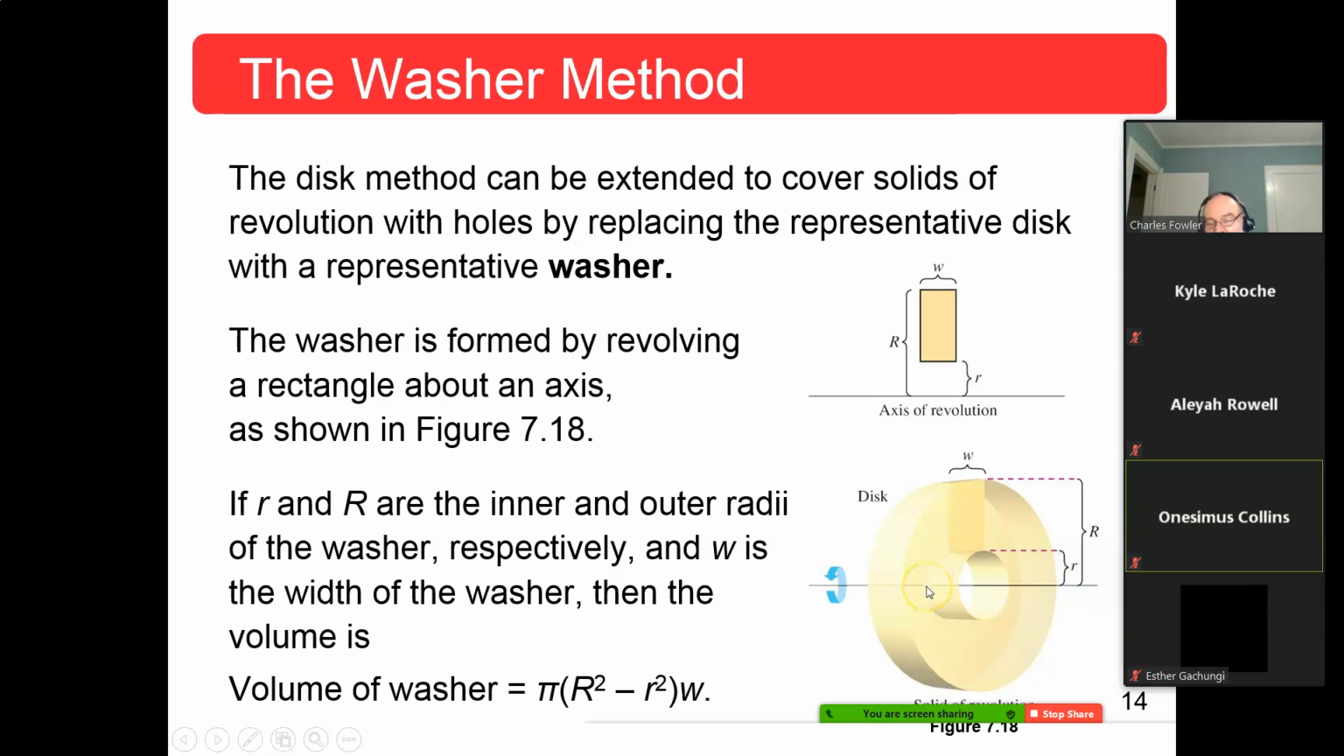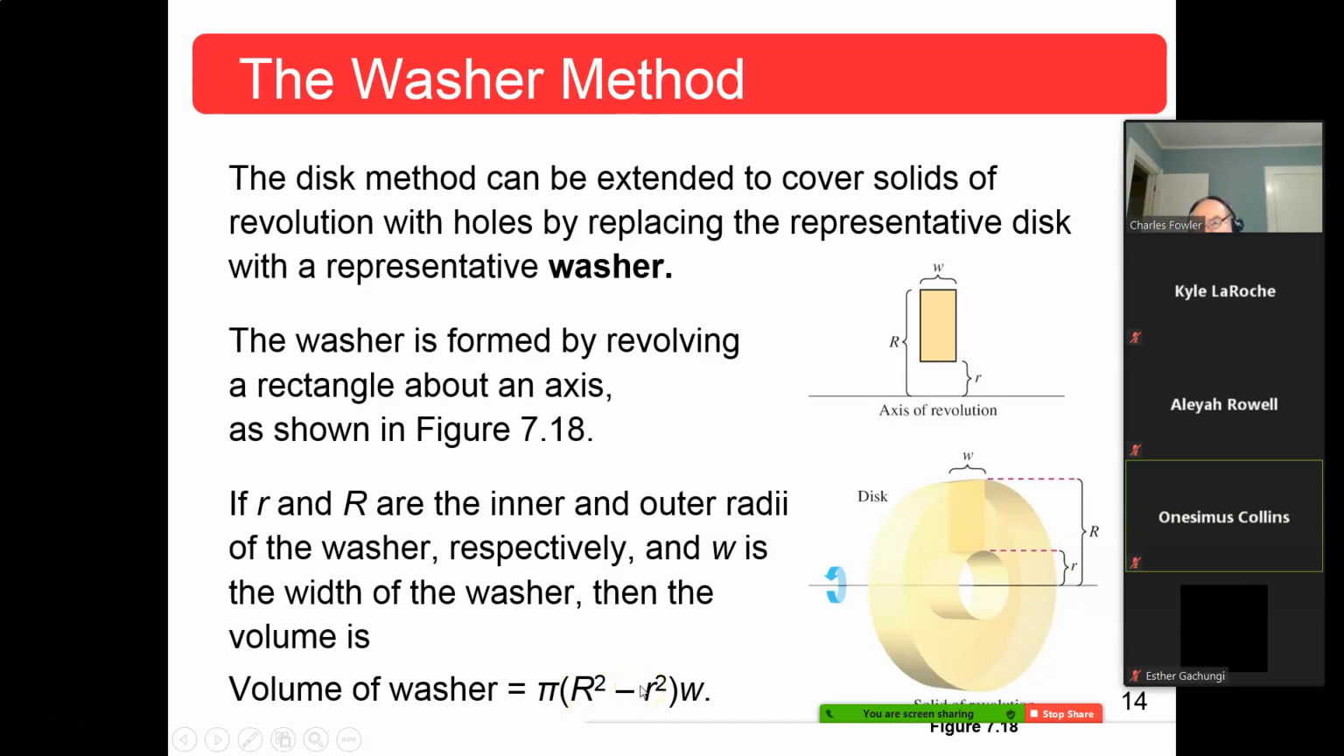Now that's a pretty thick washer too. Thick this way and thick this way. If little r is your distance above the axis of revolution on the bottom part, and big R is the distance above the axis of revolution for the upper part, then little r and big R are the inner and outer radii of the washer, respectively, meaning little r is the inner and big R is the outer, and w is the width of the washer, then the volume of that washer is pi times the difference between their squares.